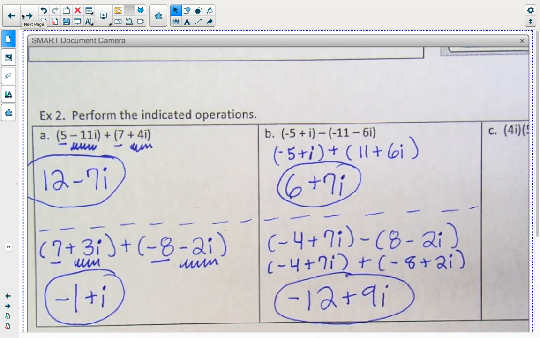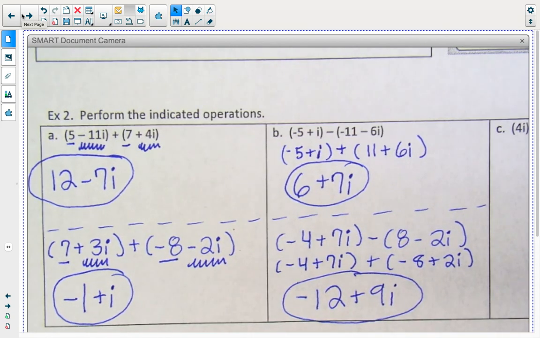So when you are adding and subtracting with your complex numbers, real plus real, imaginary plus imaginary. The real parts will not have an i to them, and the imaginary parts will have an i to them. And just a general rule of thumb, you write the real part of the problem first, and then the imaginary part second.